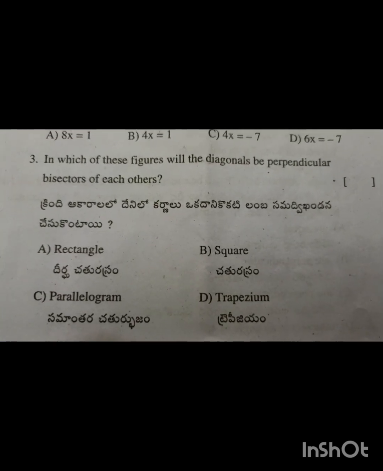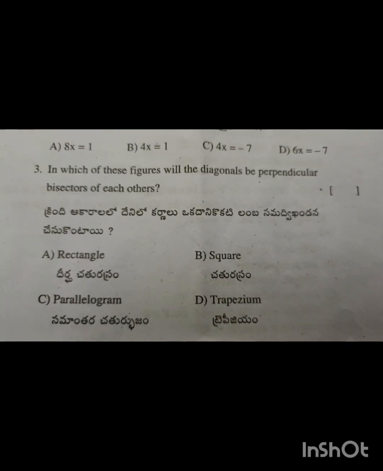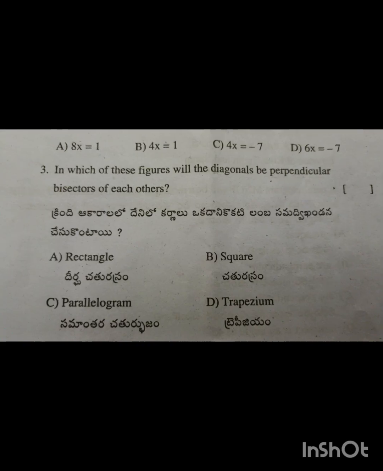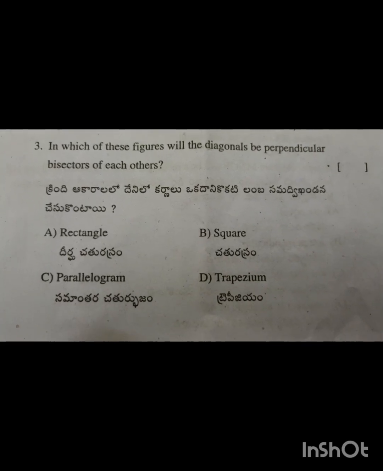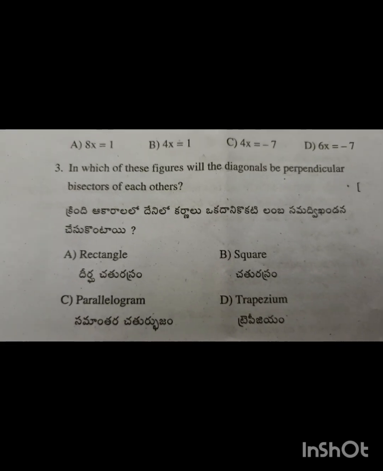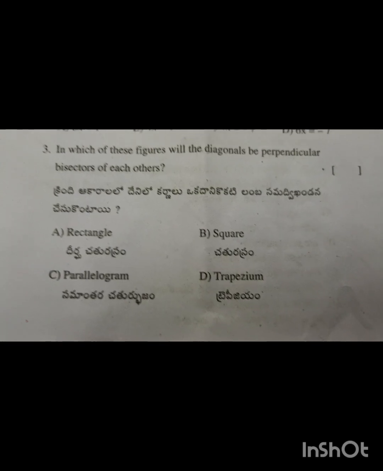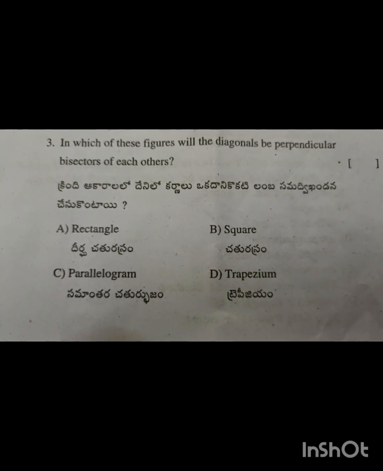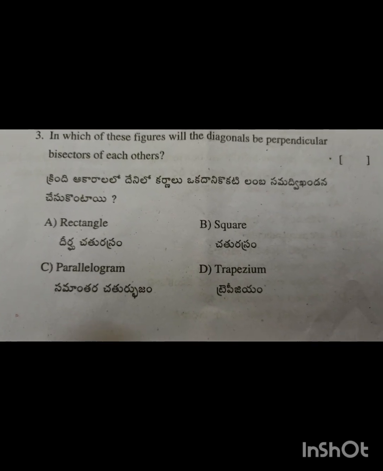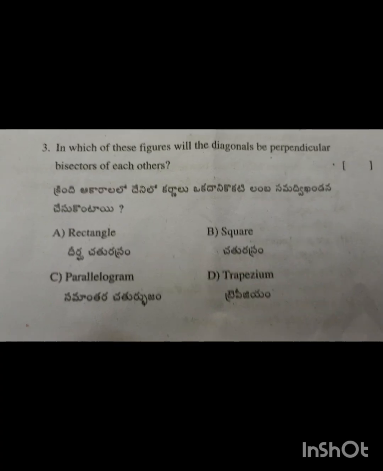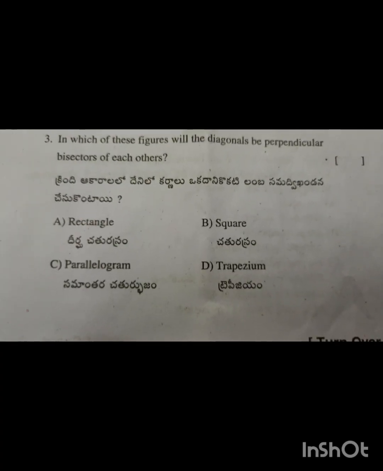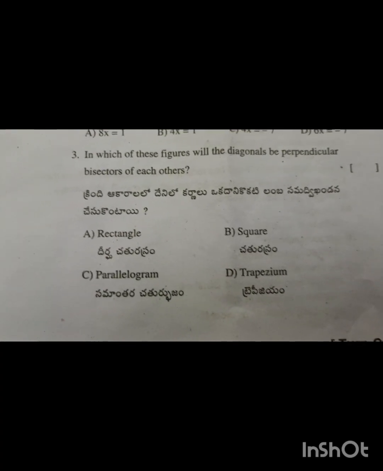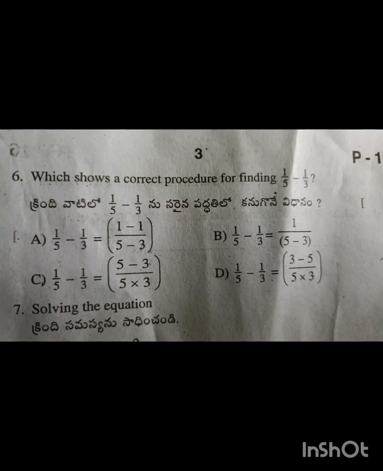Next, in which of these figures will the diagonals be perpendicular bisectors of each other? Here rectangle is there, square, parallelogram, trapezium. It's very clear that in a square, diagonals are perpendicular bisectors. So you can go for option B for this question.